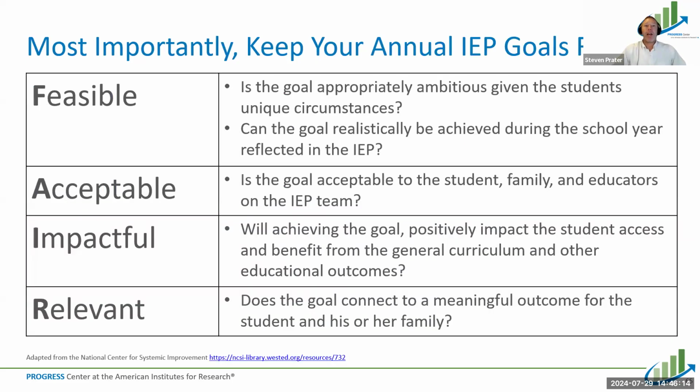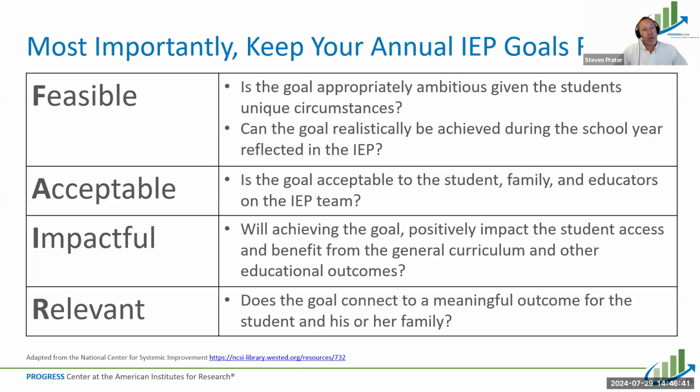So when you're making annual IEP goals, it's important to keep them fair. This is an acronym that we use a lot when we're talking about goals, to make sure it's a fair goal. What we mean by fair is, number one, is it feasible? Is it an appropriately ambitious goal, given the student's unique circumstances, and can the goal realistically be achieved in that 12-month period of the IEP?